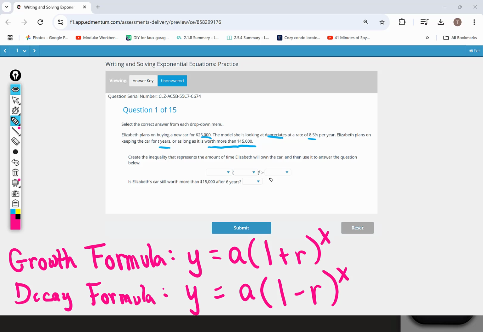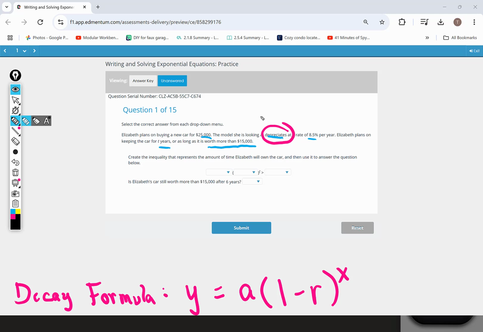So these are the two main formulas you need for problems like this. We have, of course, the growth formula and the decay formula. Specifically, we'll use the decay formula because they use the word depreciate. Depreciate and decay are synonyms. So let's get rid of the growth formula and just focus on the decay formula. A couple of changes we want to make, though.